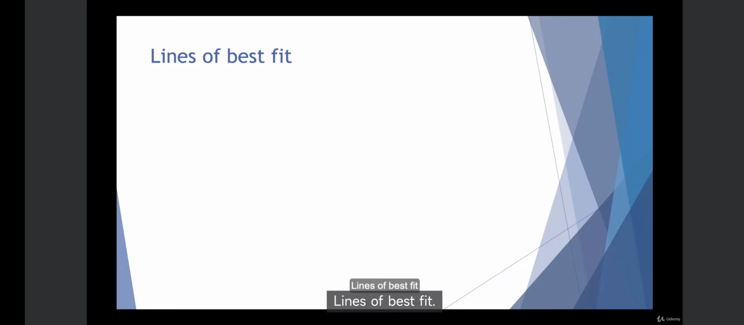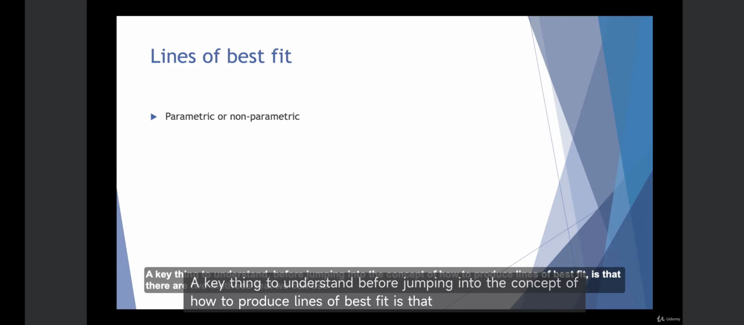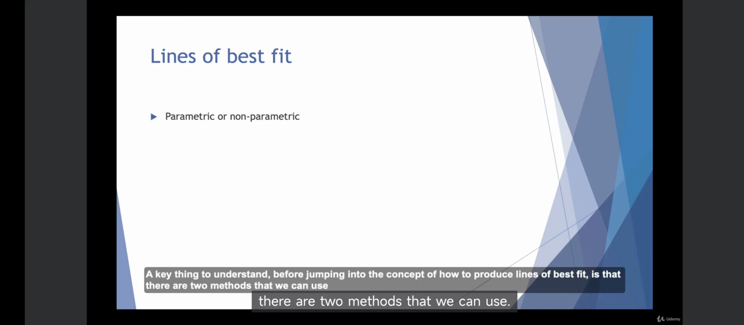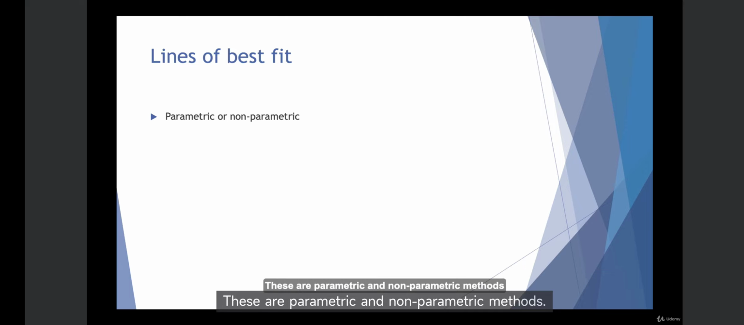Lines of best fit. What are they and how do they work? A key thing to understand before jumping into the concept of how to produce lines of best fit is that there are two methods that we can use. These are parametric and non-parametric methods.